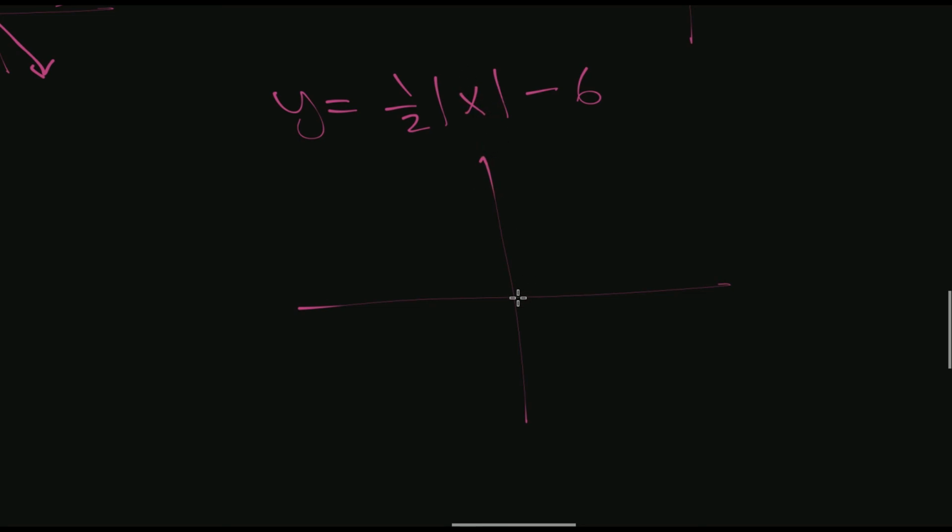There is no shift left or right, so I know that I'm going to be on the y-axis. There is a shift down by 6, 1, 2, 3, 4, 5, 6, and so my starting point is going to be (0, negative 6), and the graph is a little bit wider. And this is just a rough sketch, so the slope might not be exact based on the scale, but if it was to scale, the graph will look a little bit wider than if you just had y equals absolute value of x minus 6.